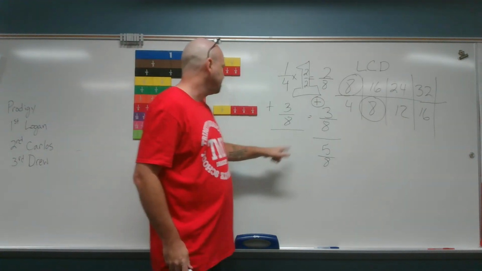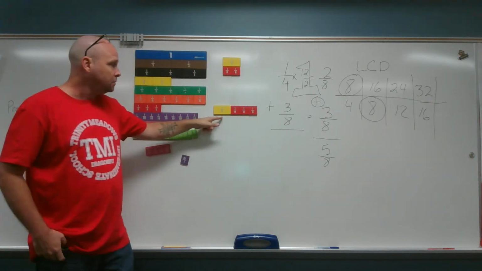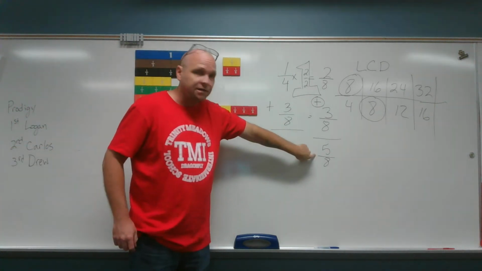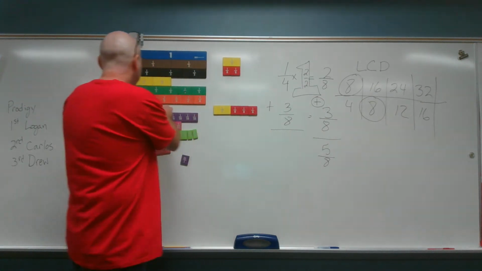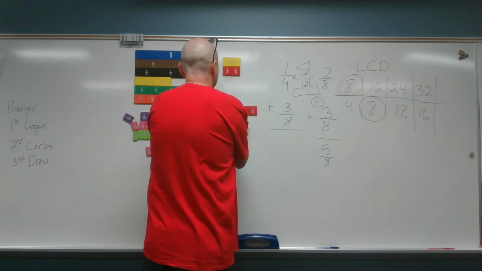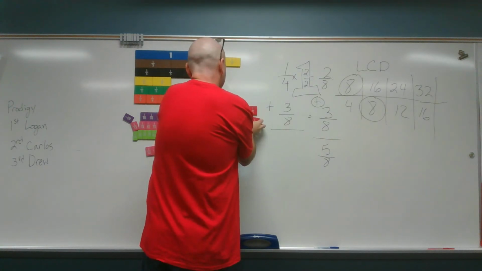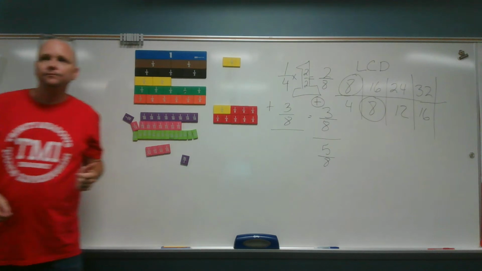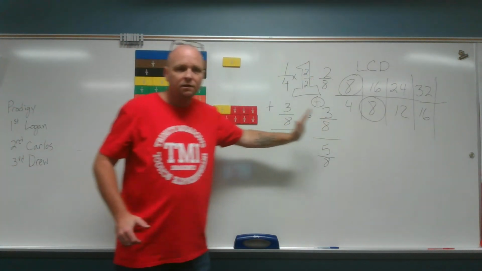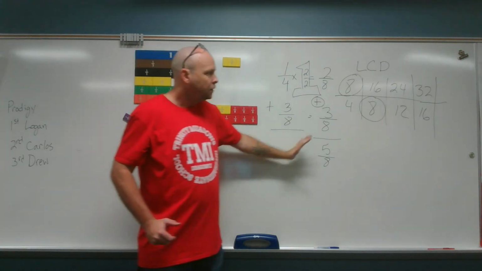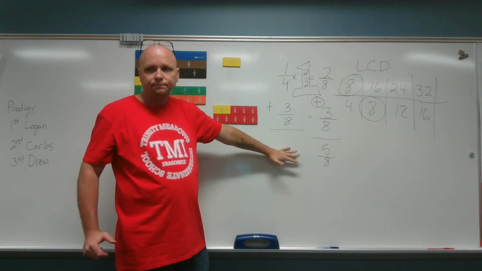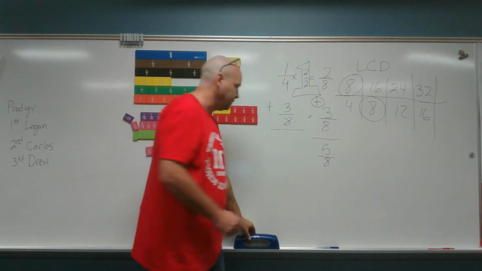2/8 plus 3/8 is 5/8. This is our original problem: 1/4 plus 3/8. I think the answer is 5/8, so I'm going to check. Here are 3/8. Here are 2/8. Are those equivalent? Yes. So I can find the common denominator that way, using the least common denominator, and I can add these fractions like that. Are we good? Okay. That's good.